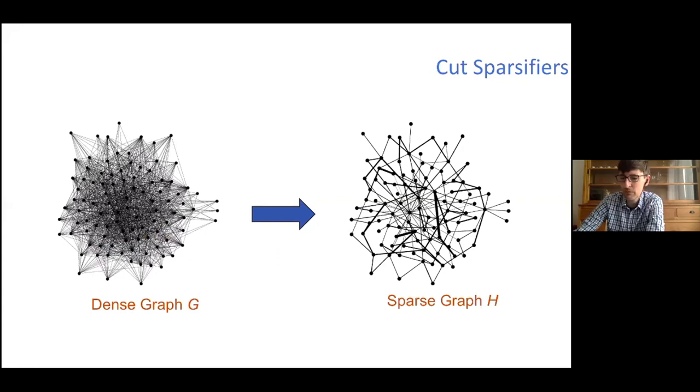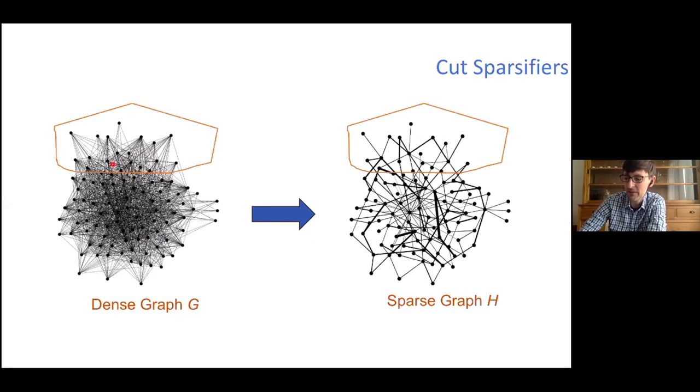So what we would want from this graph H is that for every subset of vertices, and the two graphs have the same set of vertices, so a subset of vertices in H is the same as a subset of vertices in G, we would like the cut induced in G by this set, so the number of crossing edges, to be approximately equal to the cut in this graph. So the total weighted number of crossing edges in H, because those edges are allowed to be weighted. And so we would like those two cuts to be approximately the same up to a small multiplicative error of one plus or minus epsilon.